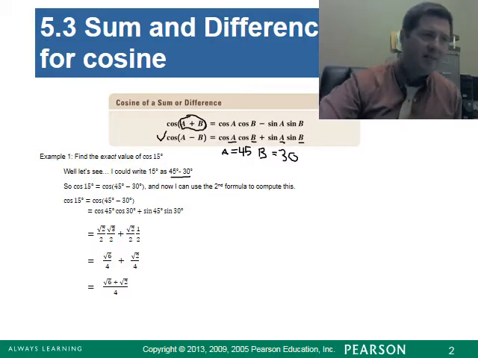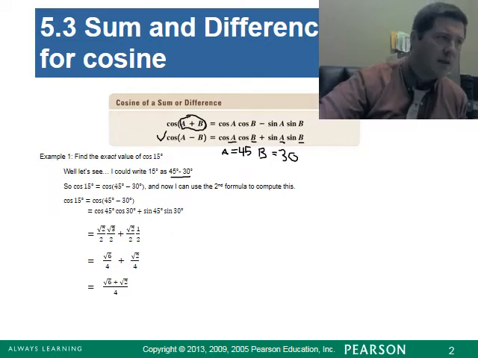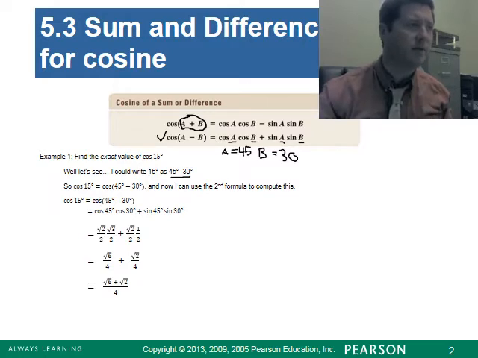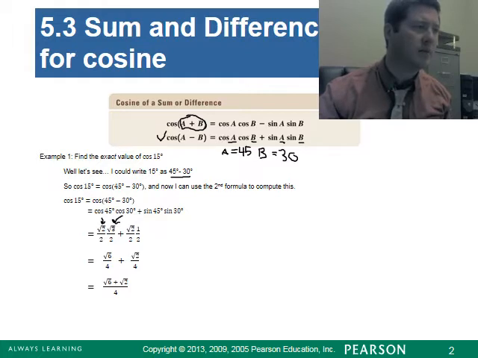Hopefully you've got all these values memorized, these trig functions of these certain angles. If not, draw out your table, write out your table, and then just look at it. I think I've got that table on one of these slides coming up. So cosine of 45 is square root of 2 over 2, right? Cosine of 30 is square root of 3 over 2. Sine of 45, square root of 2 over 2. Sine of 30 is 1/2.